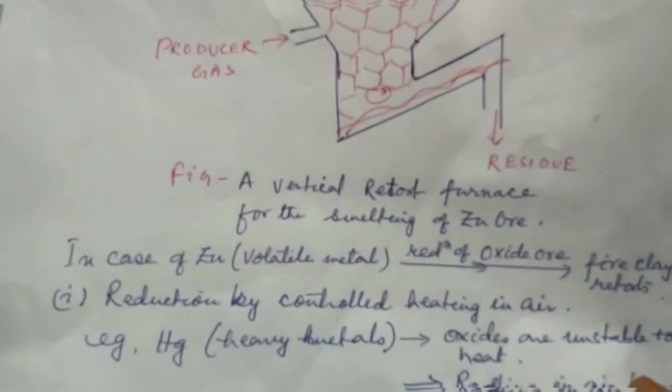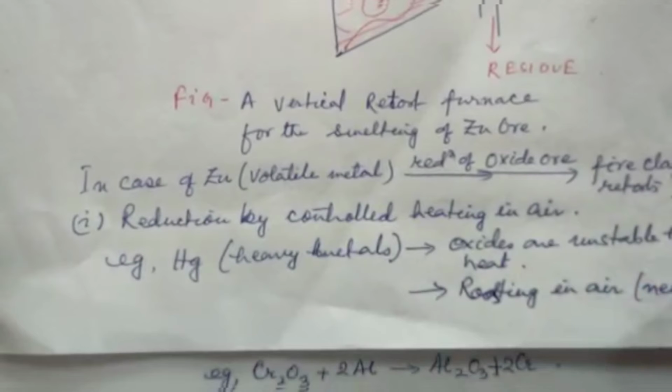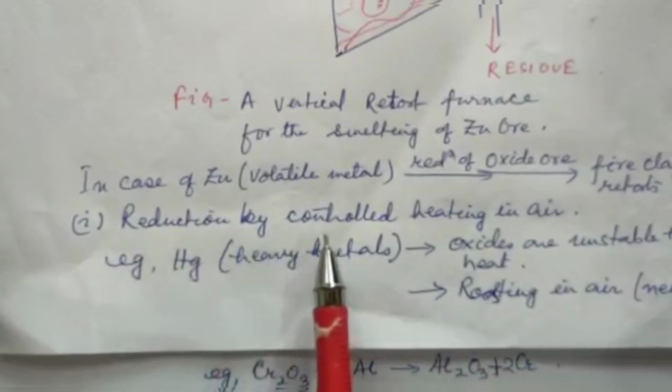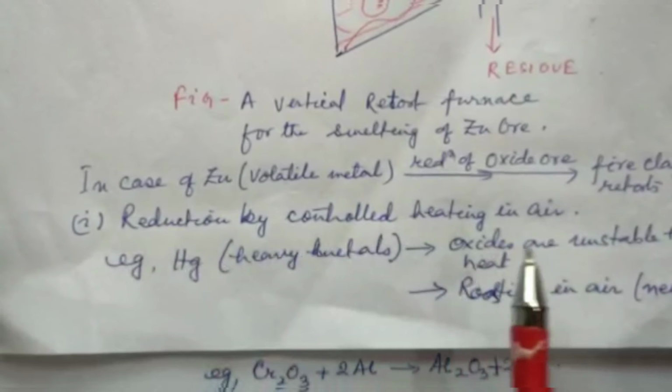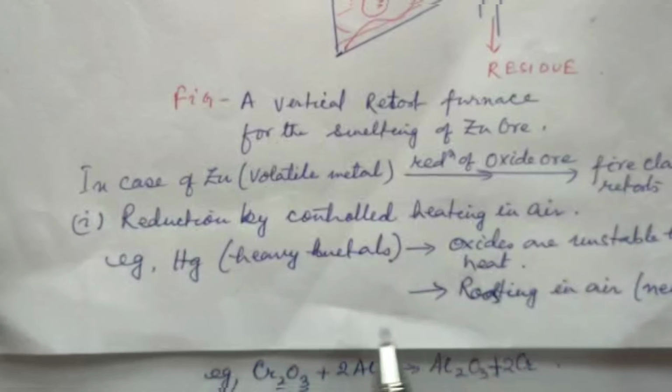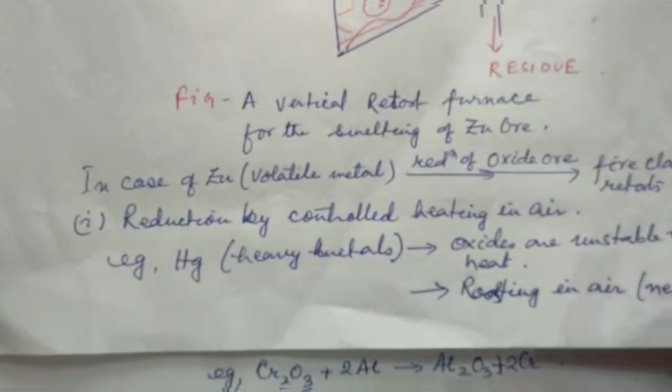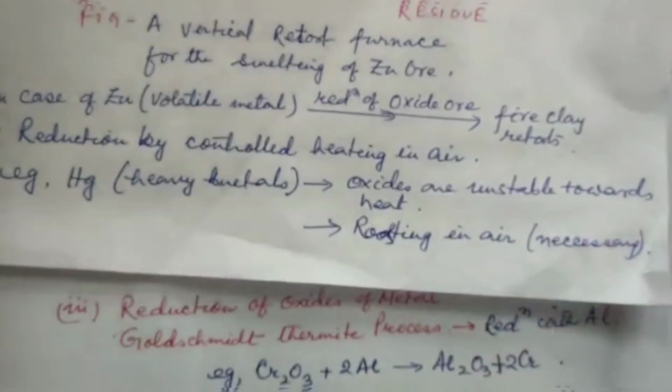There are three types of metal reduction. Number one, reduction by controlled heating in air. In this case, for heavy metals such as mercury, whose oxides are unstable towards heat, only roasting in air is enough for the separation of the metal.